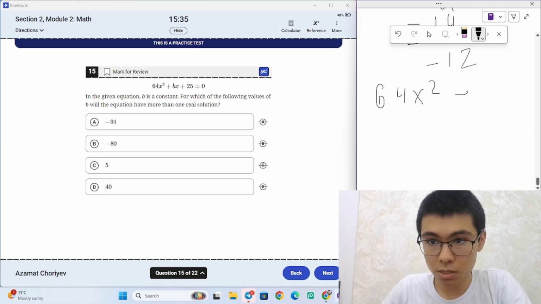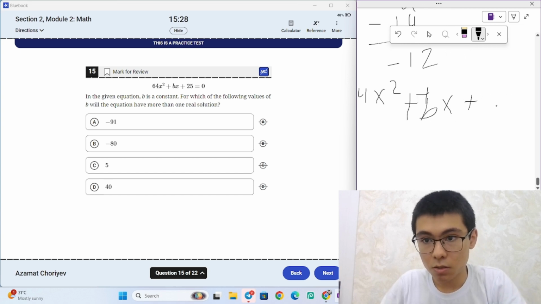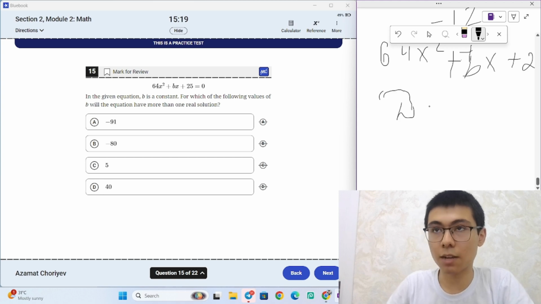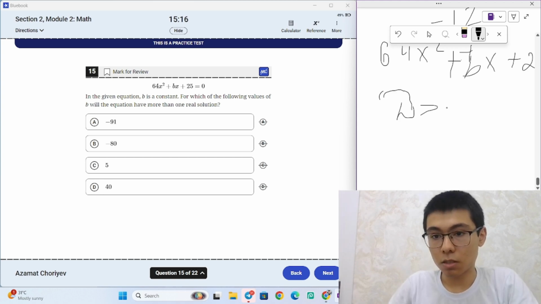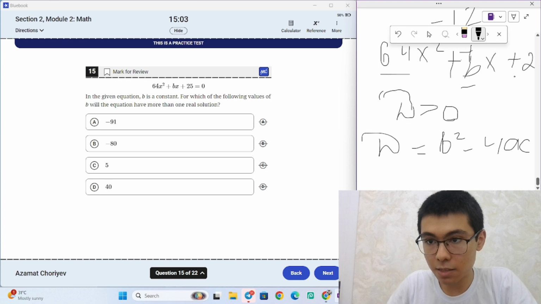64x squared plus bx plus 25 equals 0. And to have more than one real solution, the discriminant has to be more than 0. So what is the discriminant? The discriminant is b squared minus 4ac. So here we have b, this one is a, and this one is c.